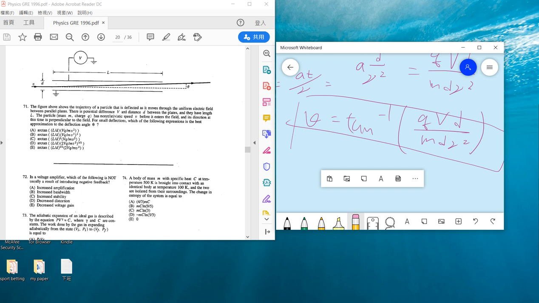Basically you just need to look at it carefully because you already solved it. So you just need to read carefully and you get an answer. So the answer is A.